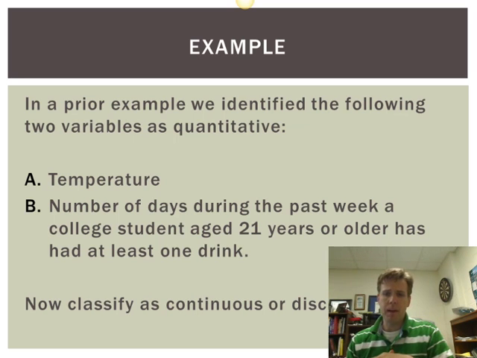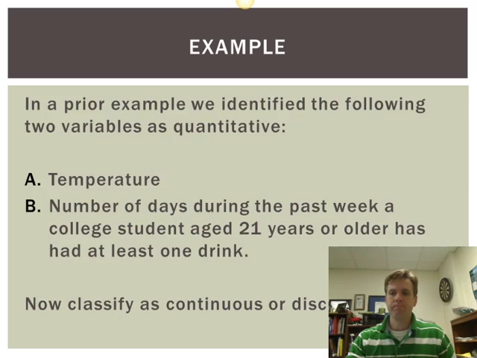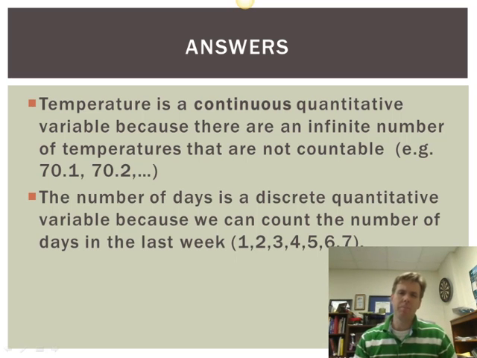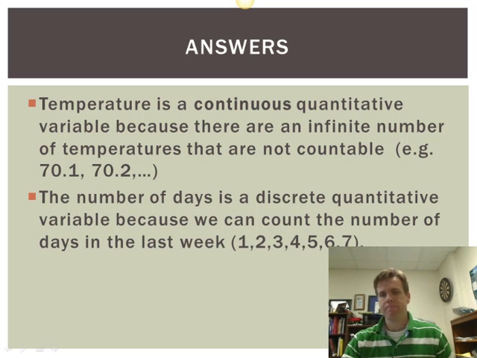The number of days during the past week a college student at age 21 years or older has had at least one drink. We wouldn't say 1.5 days. I mean, they either had a drink that day or they didn't. So this one is going to be discrete, right? We have countable numbers, and I kind of already talked about that earlier. So there are the answers all typed out. I don't always do that, but I did on a few of these.